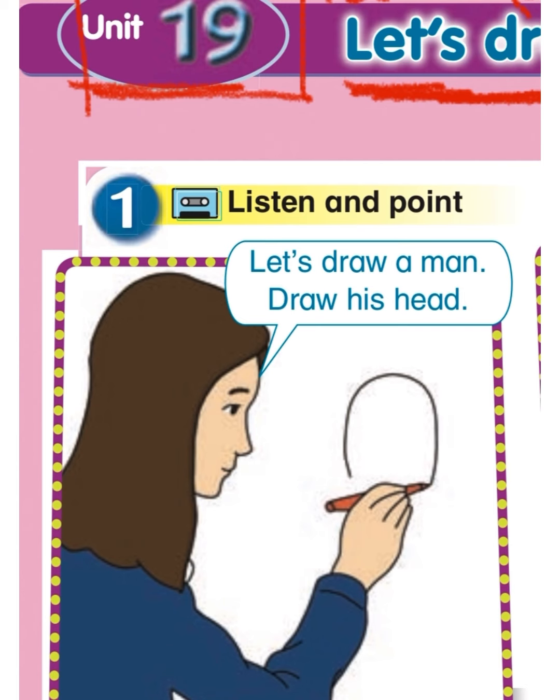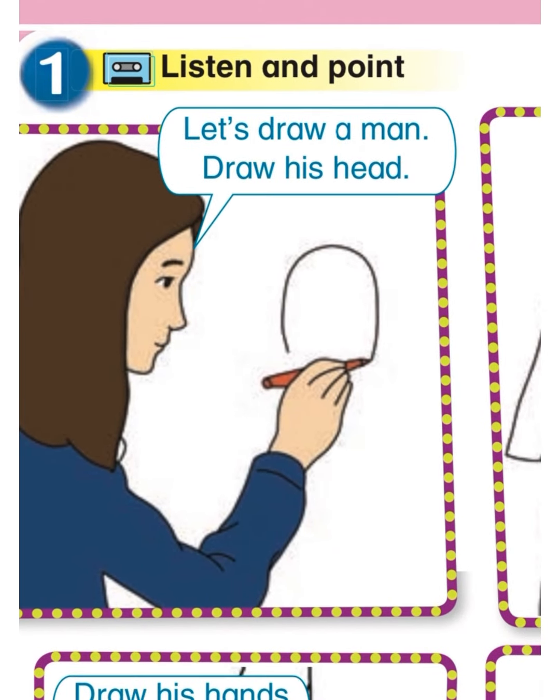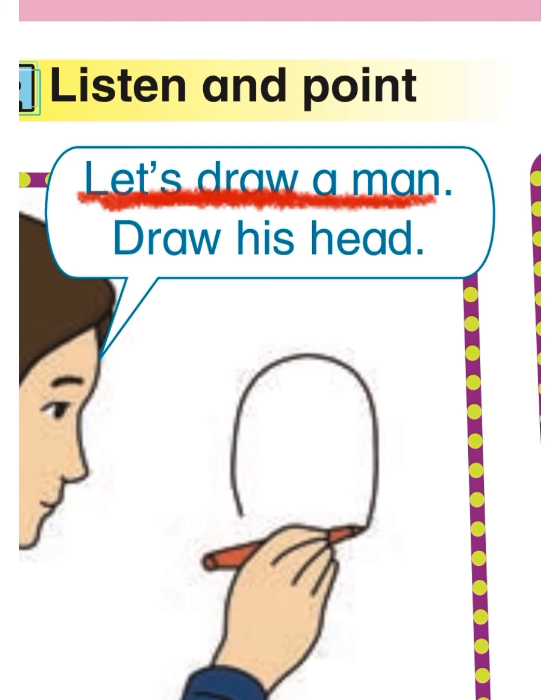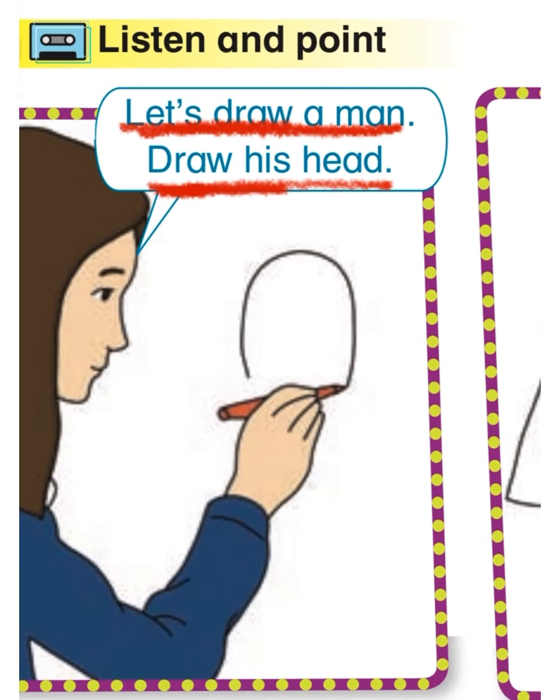خليني أرسم أنا كمان. Look, I want to draw his head. Let's draw a man. Draw يعني أرسم, draw his head. Who can remind me? What does head mean? Yes, Hashem. Excellent. Head means يعني رأس. Let's draw his head. هيا نرسم رأسه هو. His head, رأسه هو. يلا. I want to draw his head.